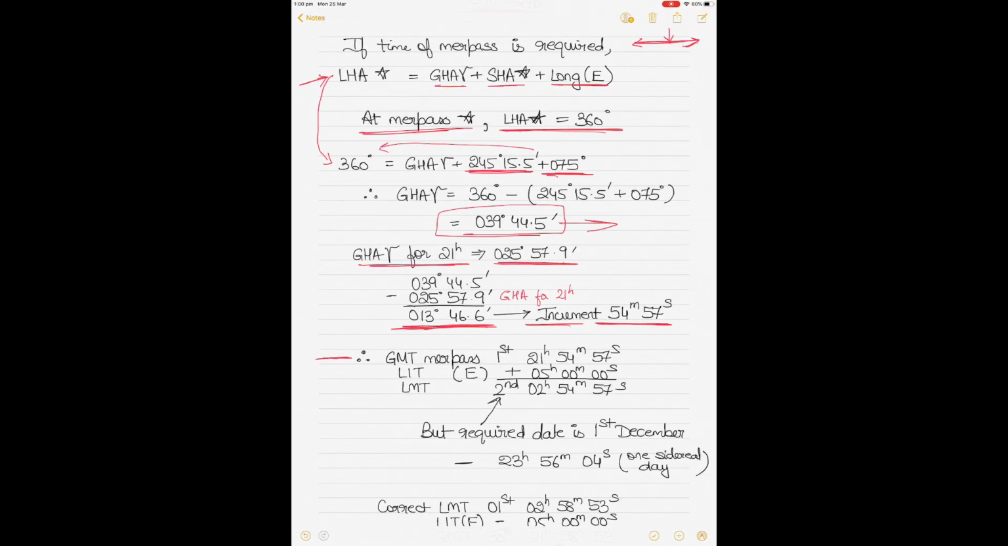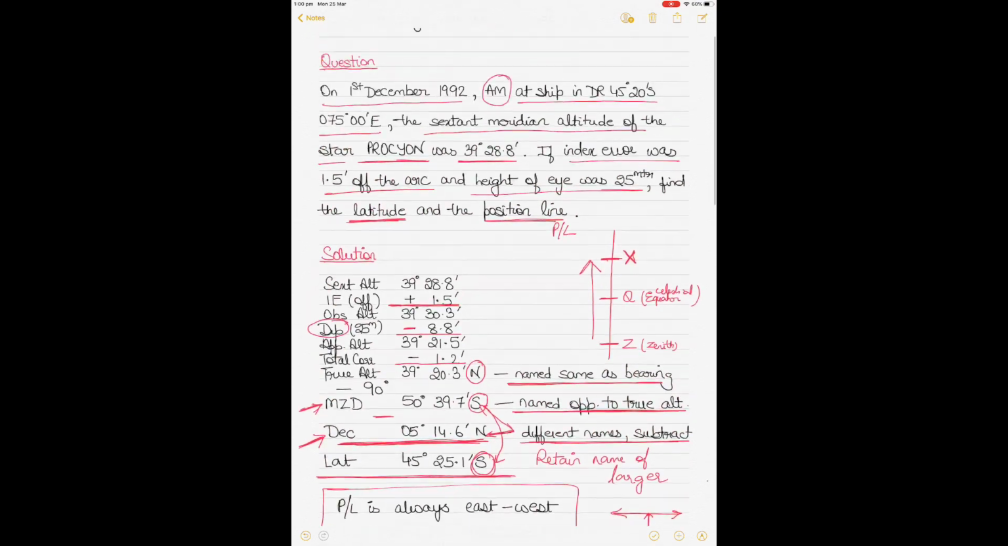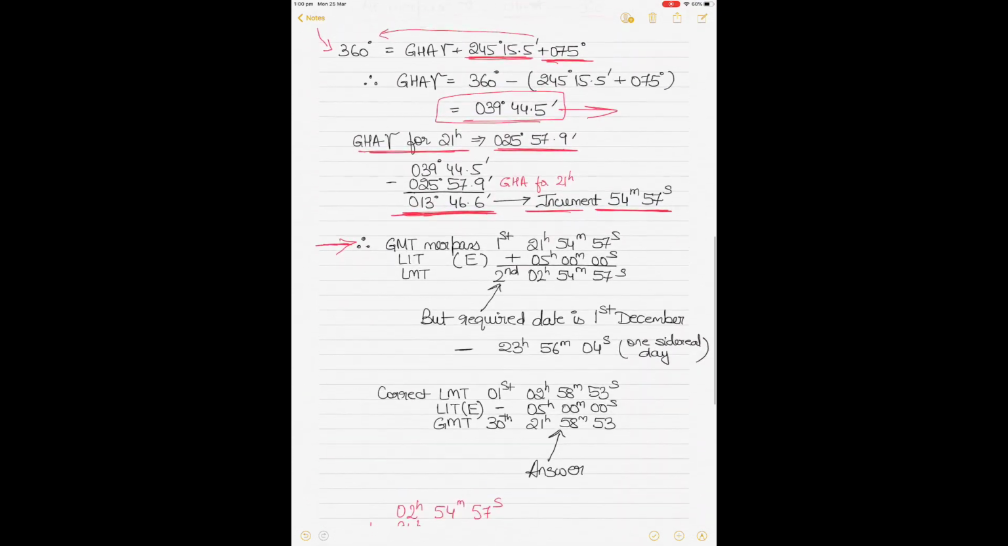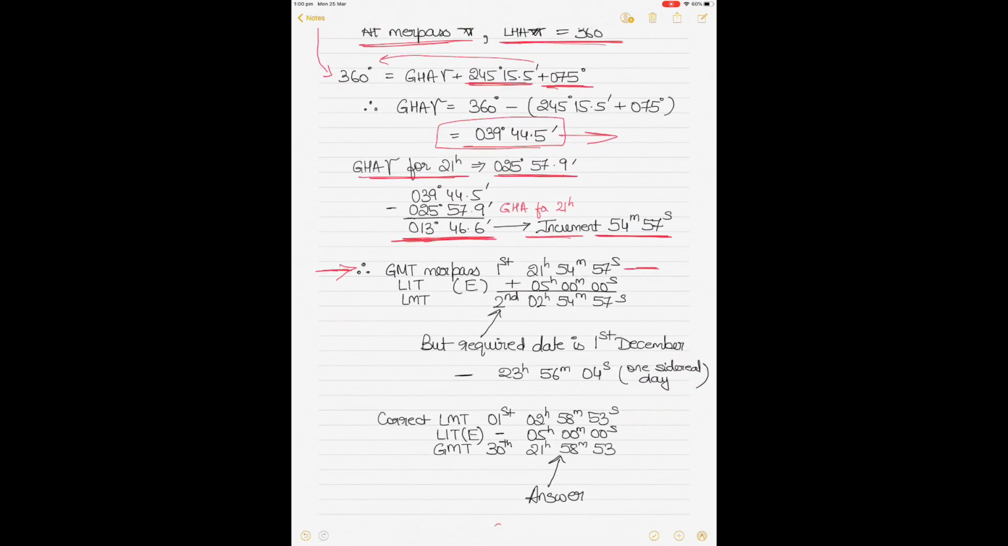That means your GMT of meridian passage becomes 1st of December. Is that right? 1st of December, that's right. 1st of December at 2100 hours 54 minutes and 57 seconds.